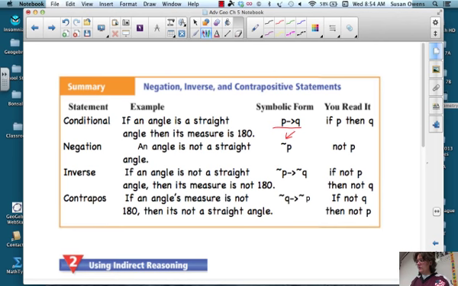The inverse is when we negate both a hypothesis and conclusion, but notice we still have if P then Q, but instead we have if not P then not Q. So if an angle is not a straight angle, then its measure is not 180. And the last one we have is the contrapositive, and this one we switch them and negate them. So notice they switch P and Q, and they put the little tilde in front of both of them. So this one is if not Q, then not P. So if an angle's measure is not 180, then it is not a straight angle.